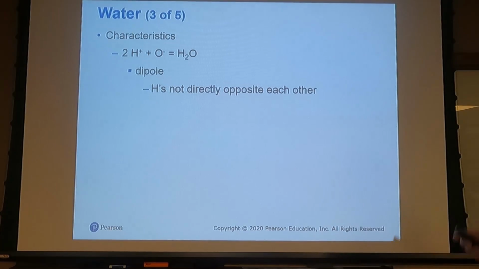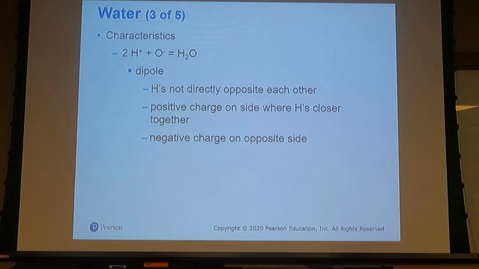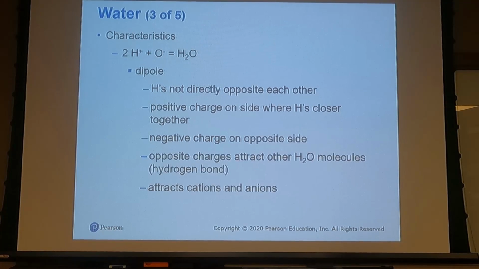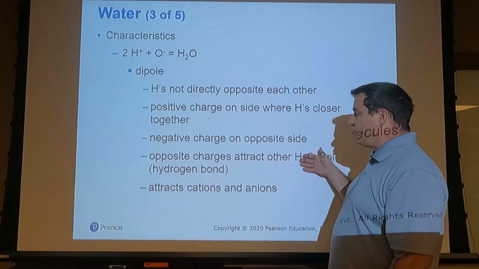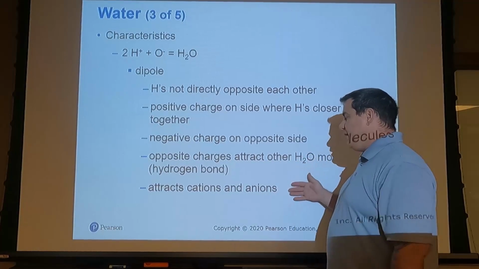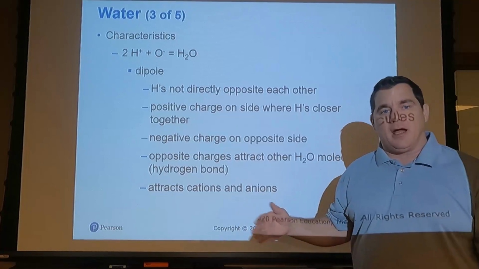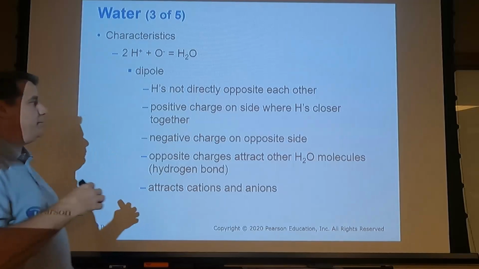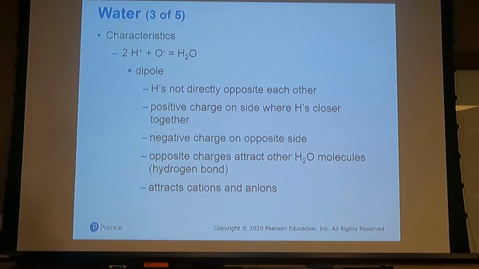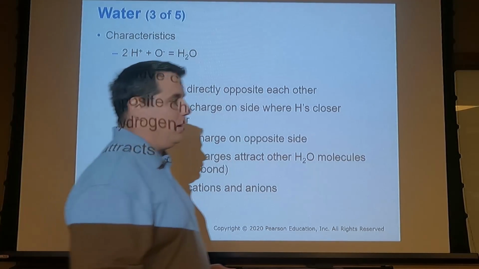As I mentioned before, it is dipolar. Wherever the hydrogens are closer, we're going to have that more positive charge with that negative charge on the other end. And as I mentioned, we get that attraction to other water molecules. But the way that the charges are distributed also allows us to attract those cations and anions. So those cations or anions can be dissolved in that water. When they are dissolved in the water, the plants can then take them up.